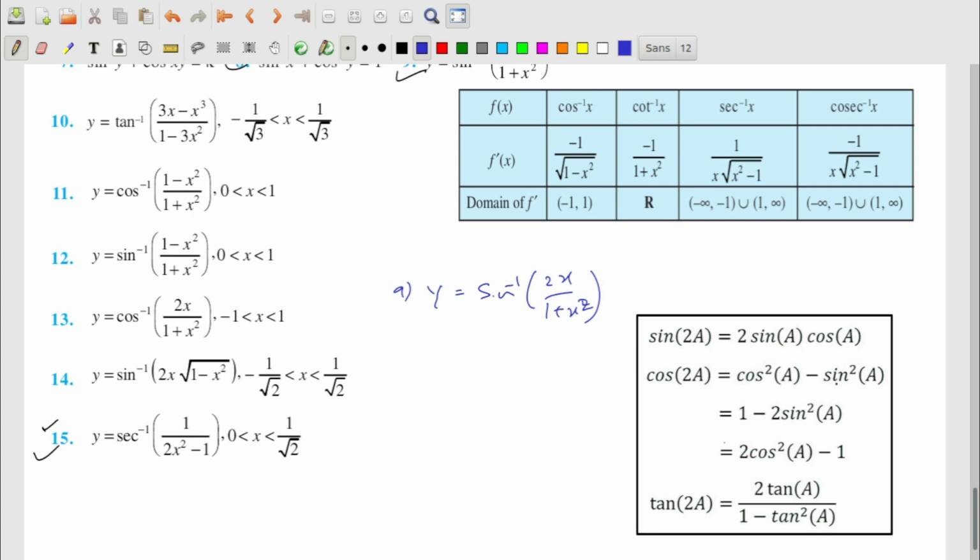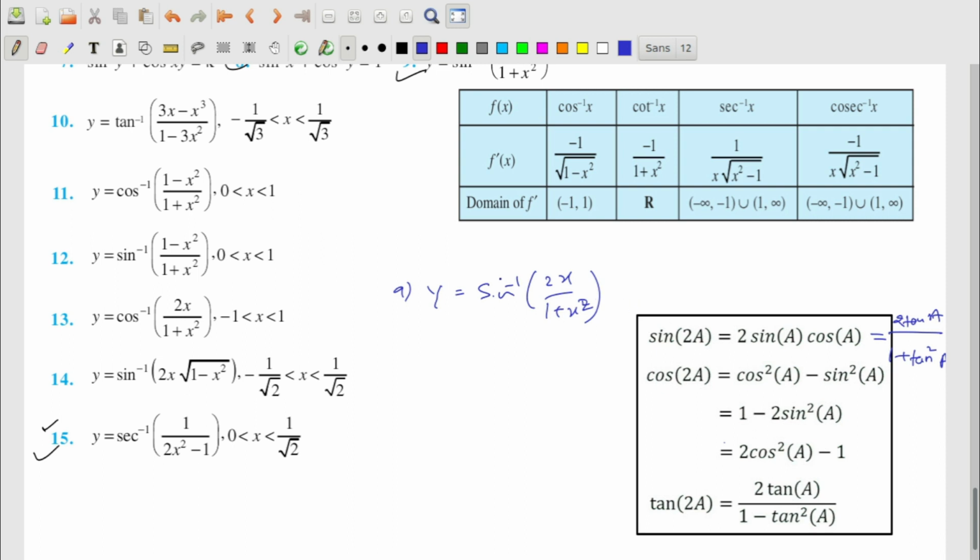Let me add one more formula here. Sine 2a can also be written as 2 tan a divided by 1 plus tan square a.